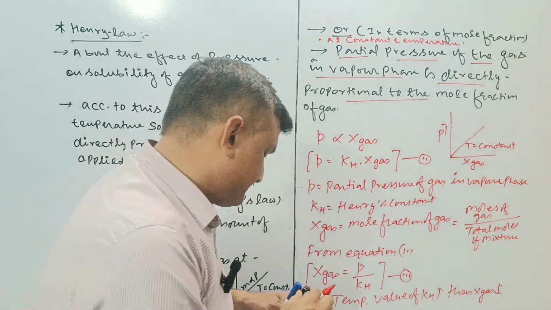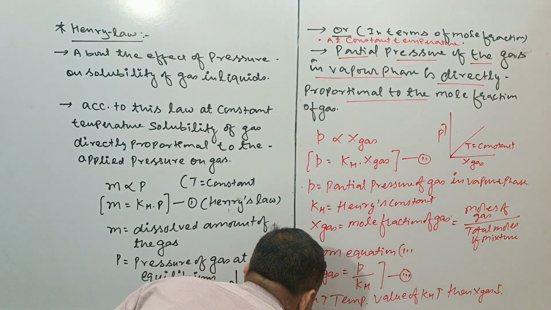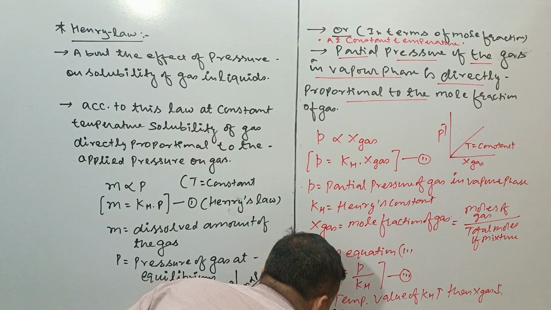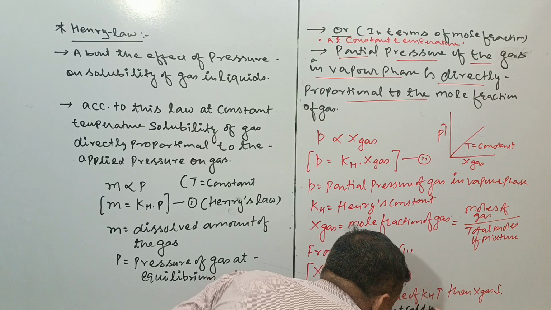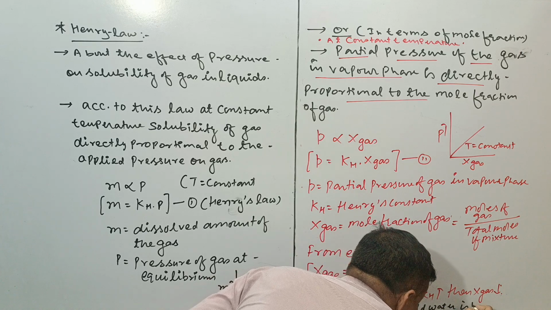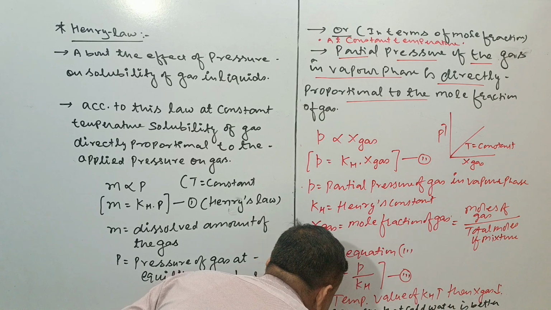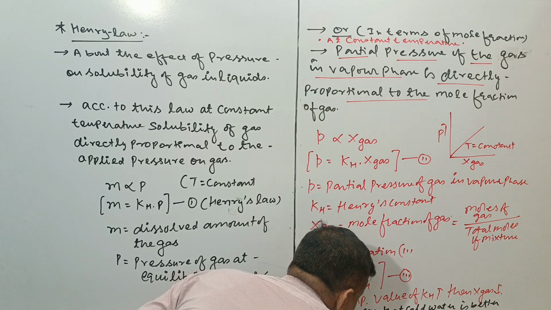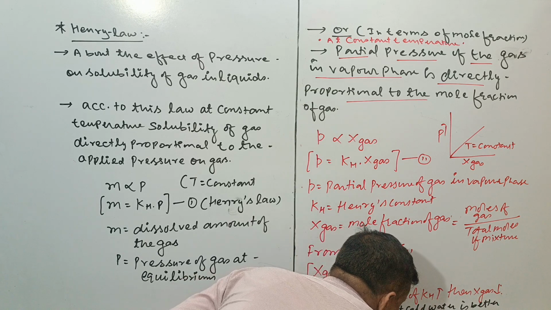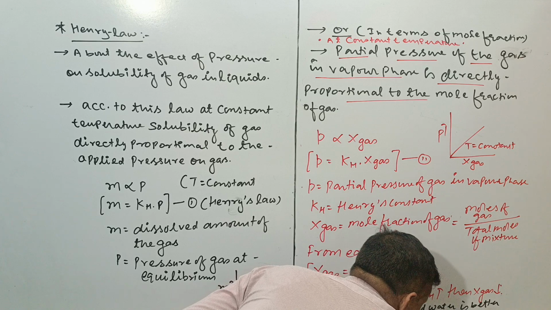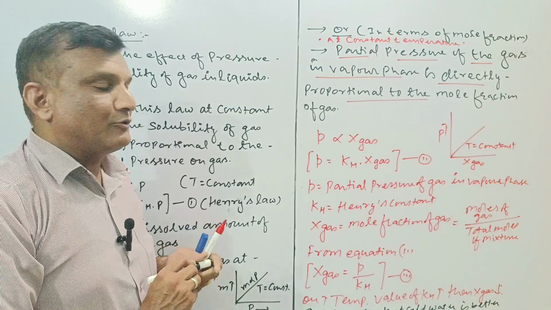So we can say that cold water is better than hot water for aquatic animals. इसीलिए ज़्यादा पसंद करते हैं एक्वेटिक एनिमल्स पर्टिकुलर कोल्ड वाटर में रहना.